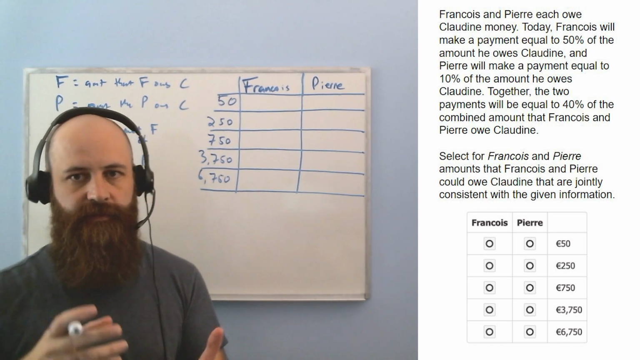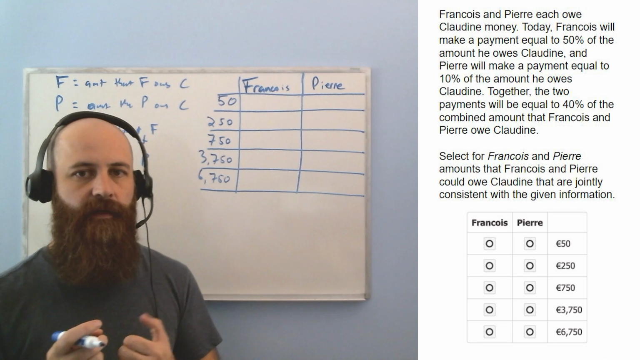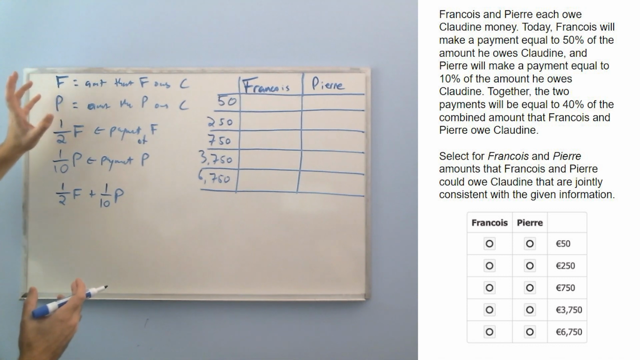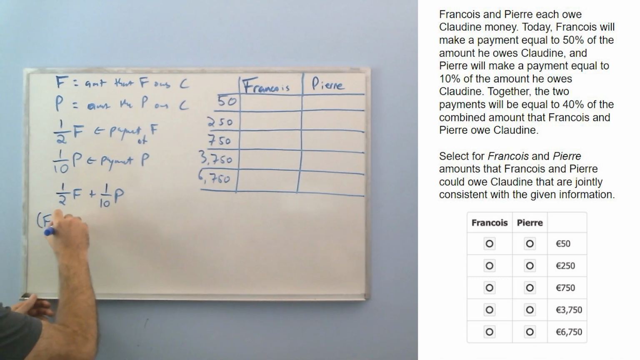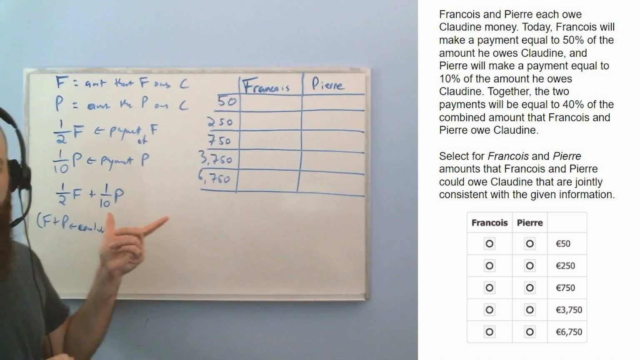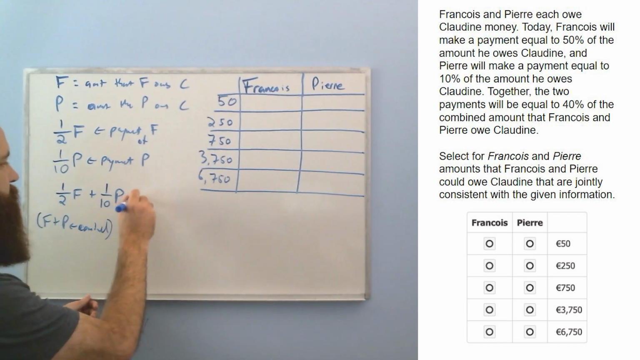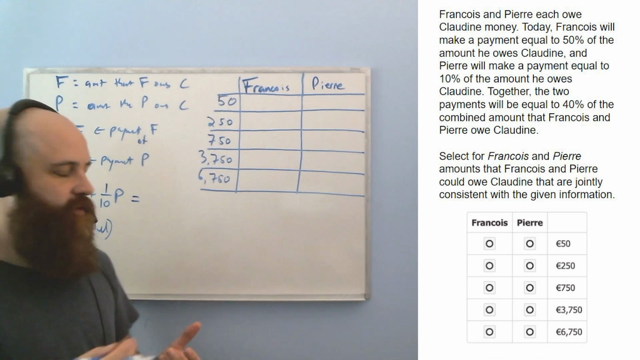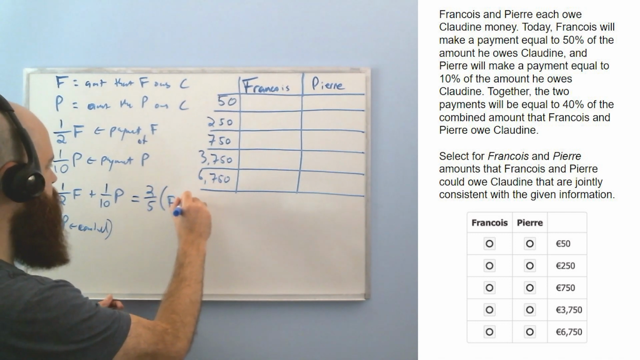Claudine. So it says together the two payments will equal 40% of the combined amount that Francois and Pierre owe Claudine. What's the combined amount that Francois and Pierre owe Claudine? Well, Francois owes F, Pierre owes P. So the combined amount, I'll just make a note of that, F plus P is the combined amount. And notice that the amounts that they're paying, the problem tells us, are equal to 40% of the combined amount. Okay, so 40% is equal to 2/5. So I'll say that sum is equal to 2/5 of the combined amount, F plus P.